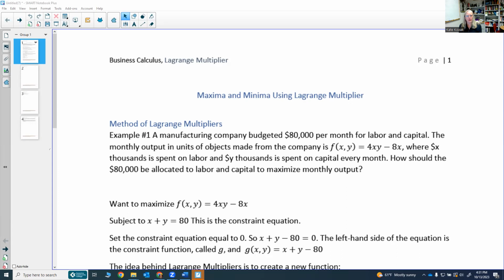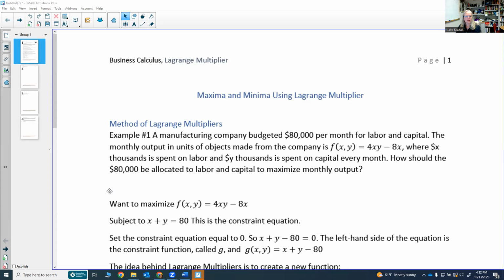So example number 1: suppose a manufacturing company budgeted $80,000 per month for labor and capital. The monthly output in units of objects made by the company is f of x, y equals 4xy minus 8x, where x thousand dollars is spent on labor and y thousand dollars is spent on capital every month. How should the $80,000 be allocated to labor and capital to maximize monthly output?